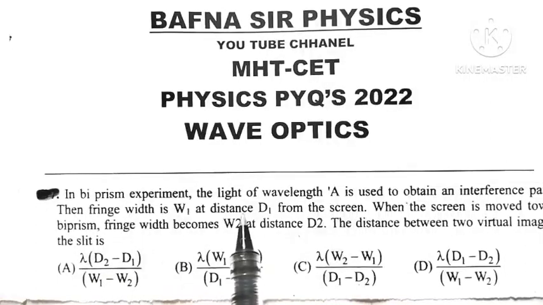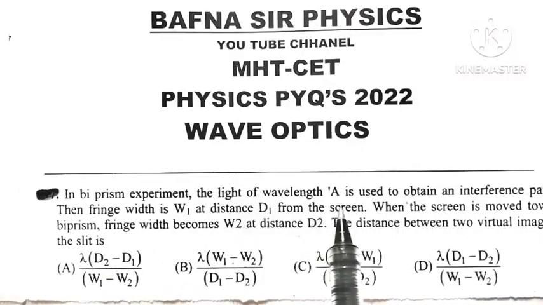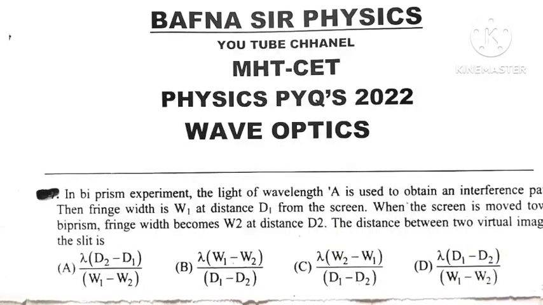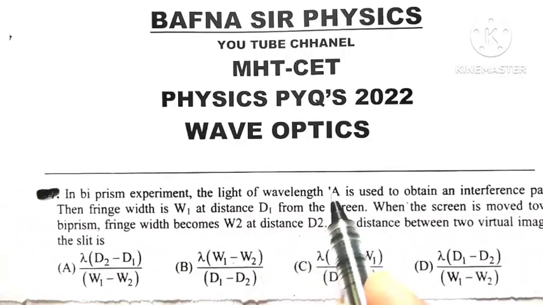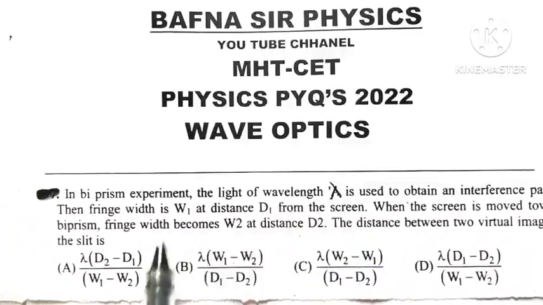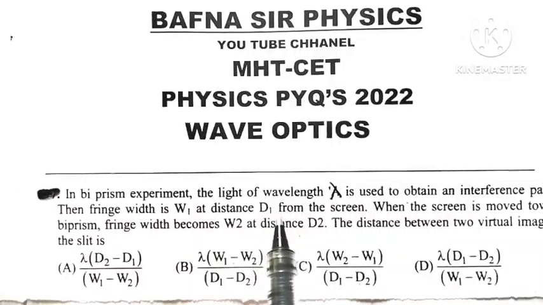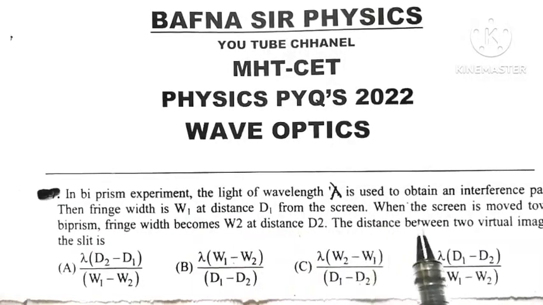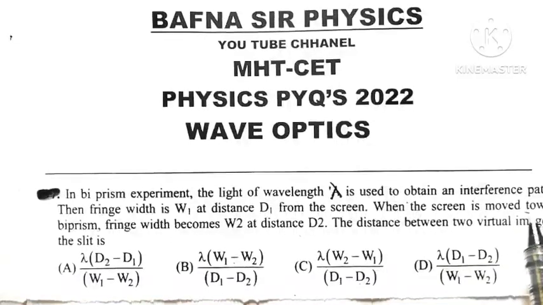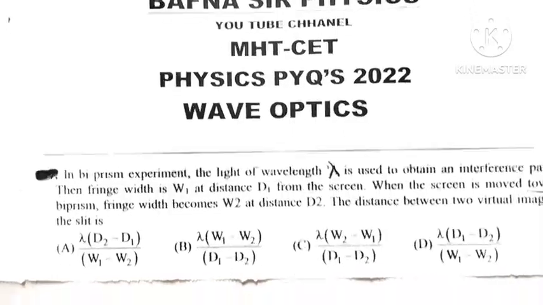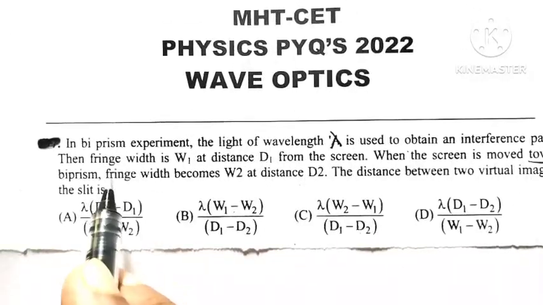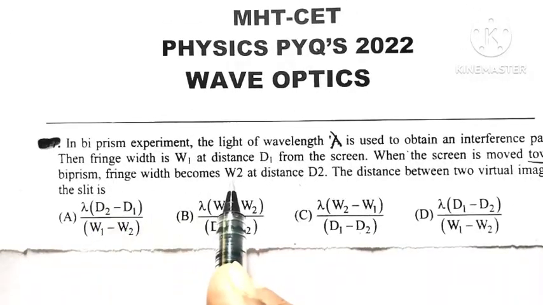In a biprism experiment, light of wavelength lambda is used to obtain an interference pattern. The fringe width is W1 at a distance D1 from the screen. When the screen is moved towards the biprism, the fringe width becomes W2 and the distance is D2.